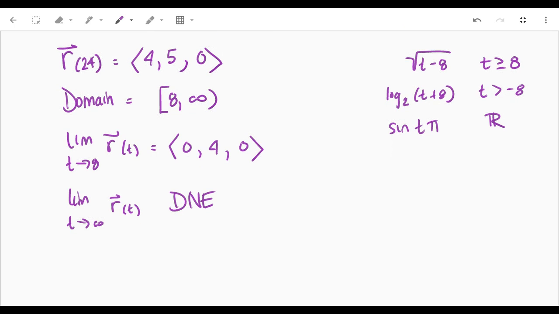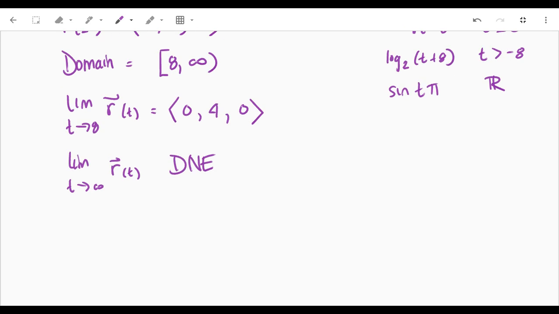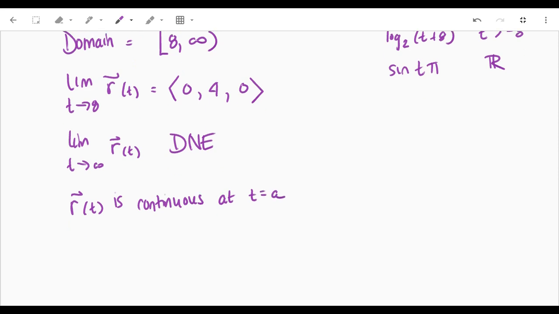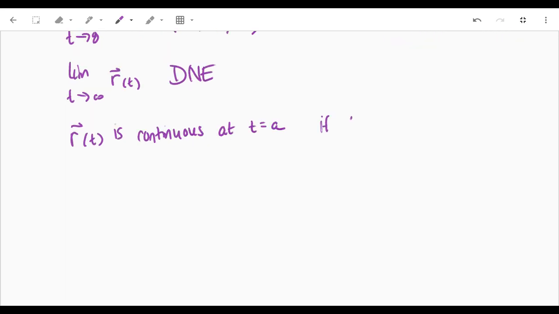And any rules of continuity would apply. r of t is continuous at t equals a if the limit as t approaches a of r of t equals r of a. That's your same definition of continuity applies. Okay.